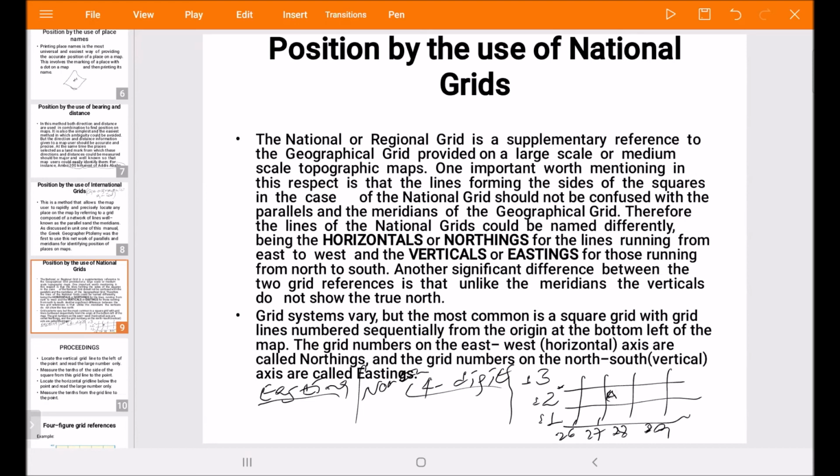Here it is, point A. The vertical grid line to the left of point A is this one. What is its large digit? It is 7. We don't use these small digits. Are you following me, students? Yes, good. So what is the 4-digit grid reference for point A? We have to follow the rules.